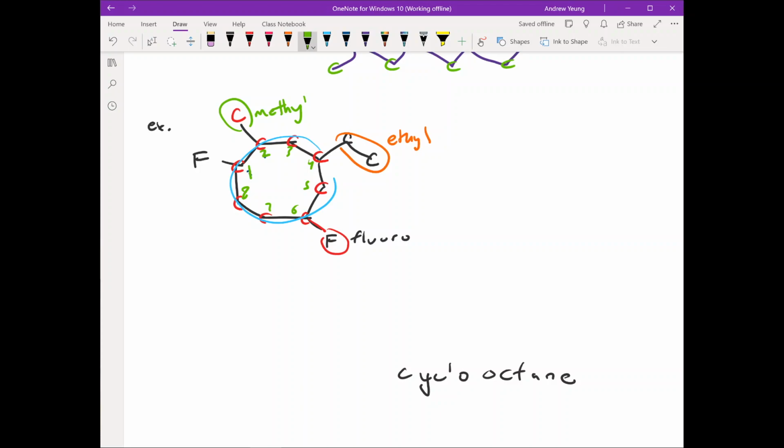Again, we count the smallest number. Just in case we're looking at this ring from the opposite side, I want, as much as I can, to end up with the same IUPAC name. So I now have the numbers as tiny as we can get them.